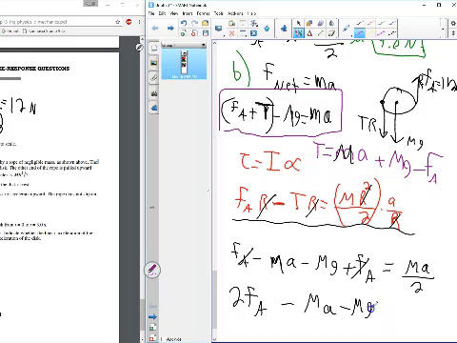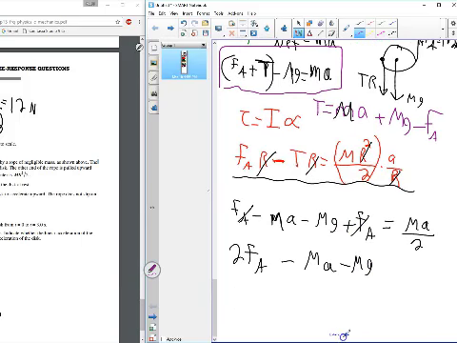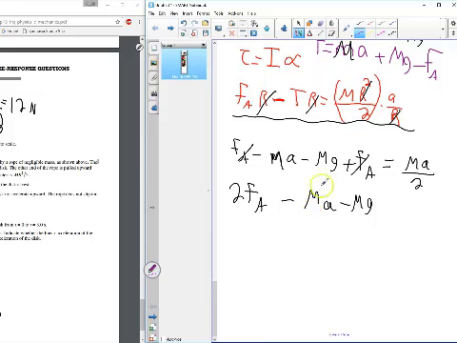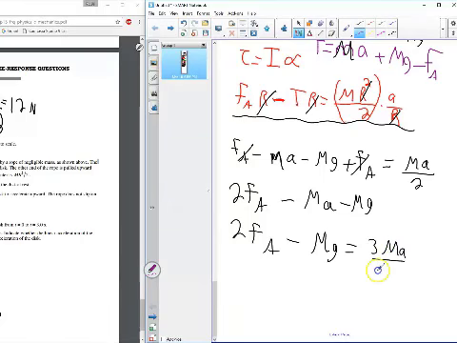Alright, so let's see what we need to do now. Well, what we can do is add this ma to the other side, right? Because we're solving for a, let's get all our a's onto one side. So 2fa minus mg is equal to 3ma over 2. Right? That's 1.5, you're adding. So now we solve for a.